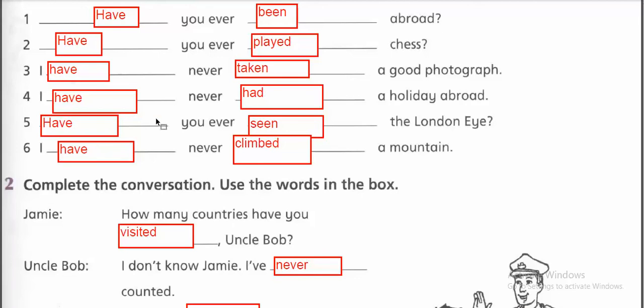Next. You have. It takes have. Have you ever seen? Seen is the verb 3 of see. The London Eye. The next one is I have never climbed a mountain. Alright.